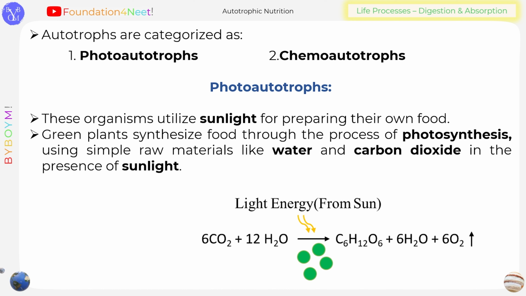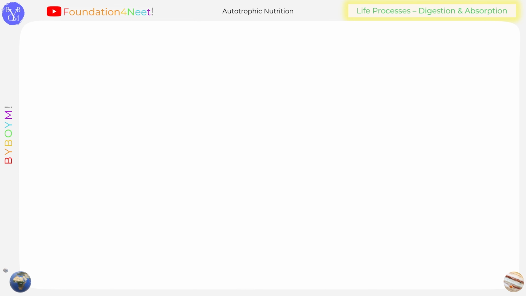Green plants synthesize food through the process of photosynthesis and energy is provided in the form of sunlight. So you can see in the front of your screen that 6 molecules of carbon dioxide and 12 molecules of water are required along with the energy. In the chloroplast, this reaction will happen and will produce 1 molecule of glucose, 6 of water and 6 molecules of oxygen. So you can see why green plants are very important, because they release oxygen through photosynthesis and utilize the carbon dioxide.